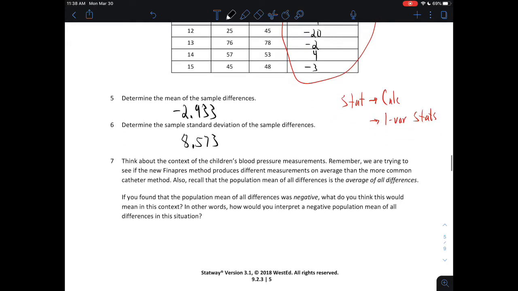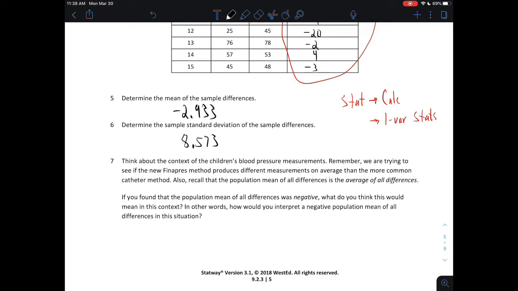Number 7, think about the context of the children's blood pressure measurements. Remember, we are trying to see if the new Finipress method produces different measurements on average than the more common catheter method. Also recall that the population mean of all differences is the average of all differences. If you found that the population mean of all differences was negative, what do you think this would mean in context? In other words, how would you interpret a negative population mean of all differences in this situation?